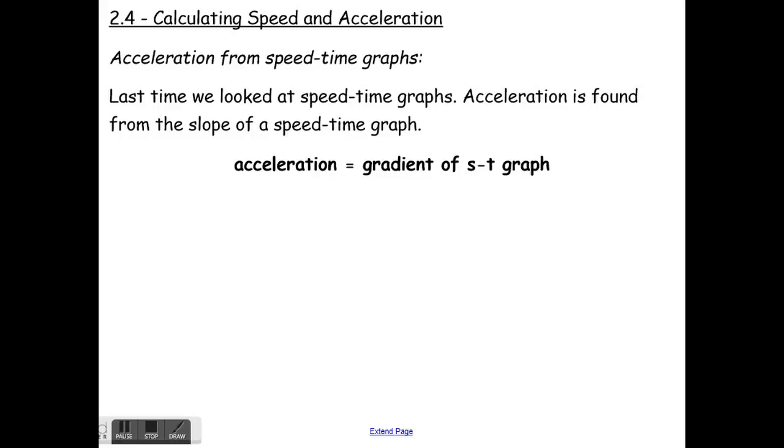So this is exactly the same thing as we just did with speed, only now it's with acceleration. For speed, it was the gradient of a distance time graph. Acceleration is the gradient of a speed time graph. And speed is the gradient of a distance time graph. Distance time is different than speed time. We talked about both of these in the previous section.